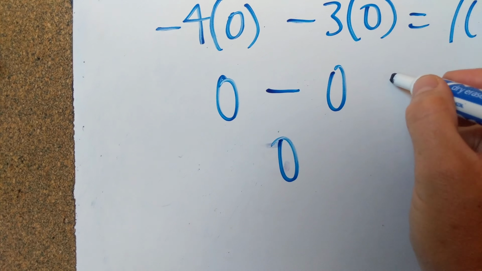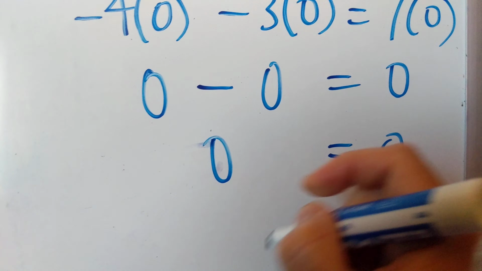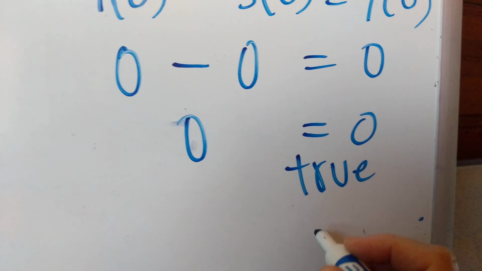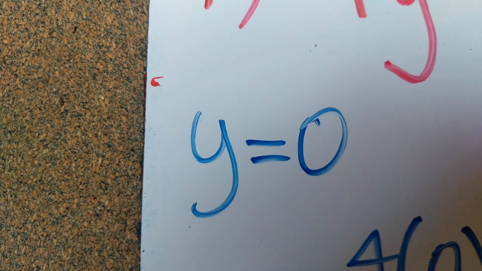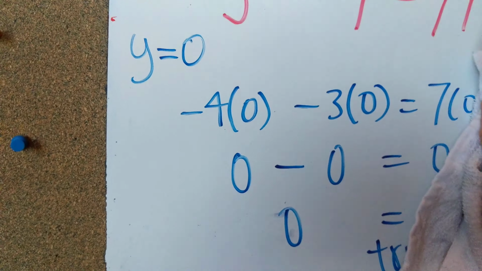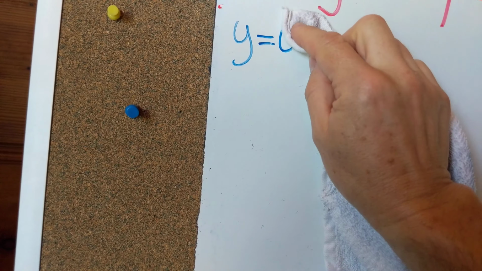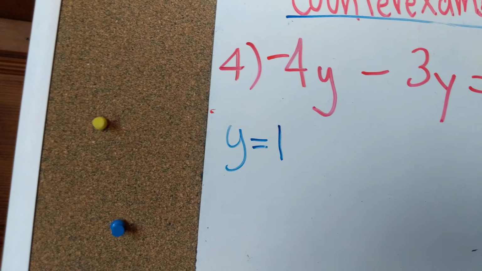So we got 0 on the left. What do we have on the right? 7 times 0 is 0. So we got that 0 equals 0. That is true. Since this is true, this is not a good counterexample because this is actually not a counterexample. Let's do it again. Let's try using a different number. Maybe 1. y equals 1.